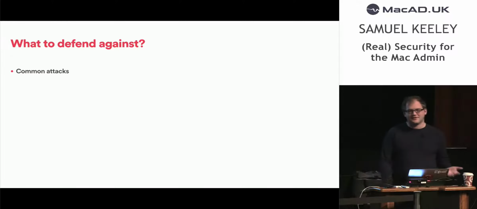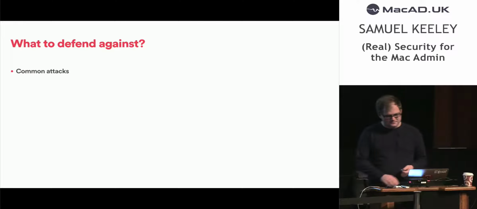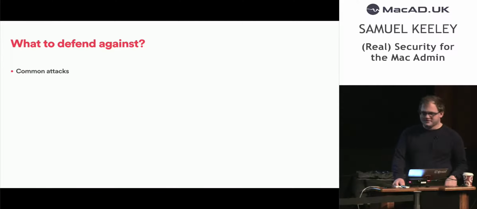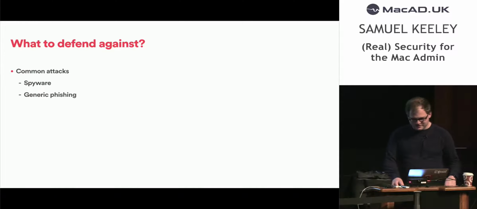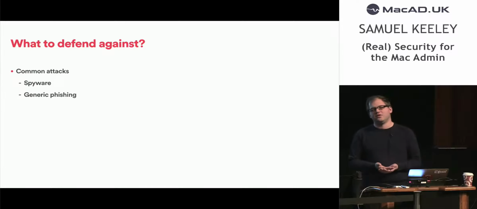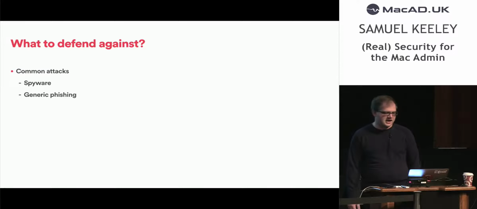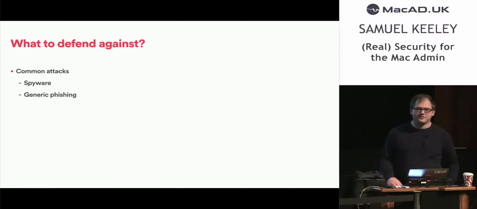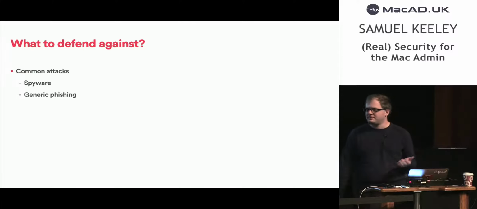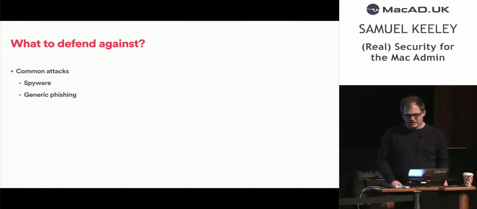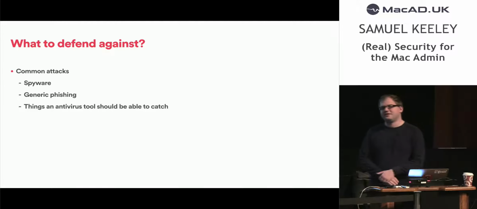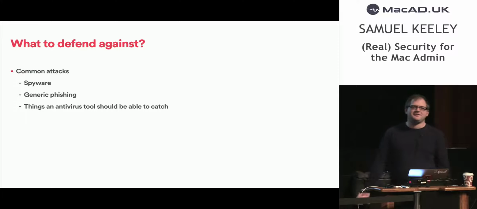The first I would classify as common attacks. So these are going to be things like spyware or generic phishing that aren't really targeted at you. They might be targeted at an industry or something like that, but they're just looking to spread as wide as possible. An attacker here doesn't really care about you. They just care about getting probably money or some fame or something there. And these are commonly going to be things that you could catch through an antivirus tool.